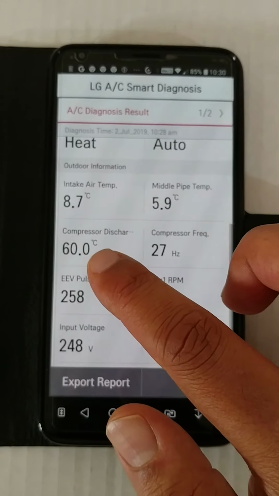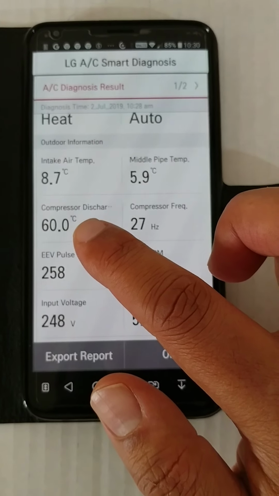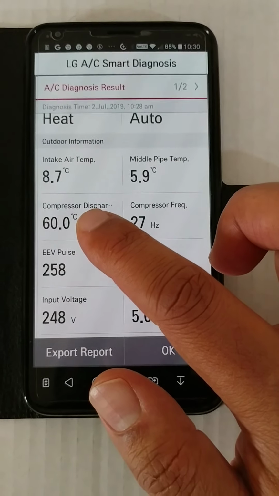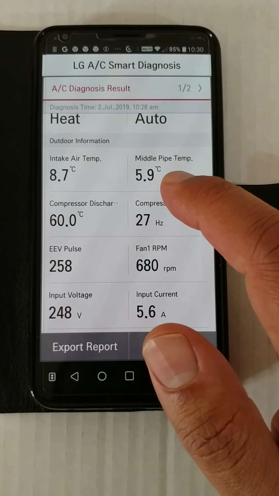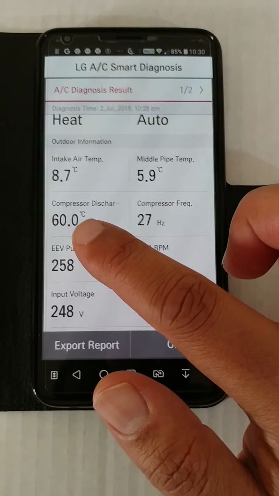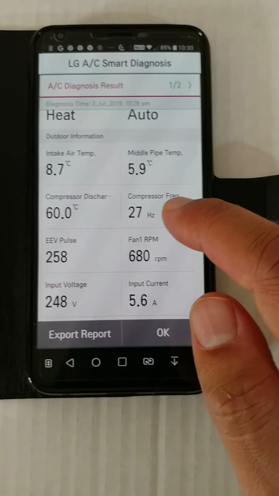It's extracting the heat from the condenser. The compressor, the dual inverter, the dual rotary compressor, the discharge temperature is 60 degrees. So it's compressing the gas. Even though it's 8.7 degrees outside, it extracts the heat from the air through refrigerant, compresses the gas to 60 degrees. Currently the compressor is running at 27 Hertz.